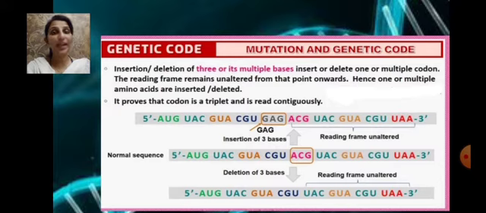Thus, dear children, we are able to understand that if there is a change in the sequence of the genes, there is a direct change in the sequence of amino acids. And if there is a change in amino acids, there will surely be a change in the proteins. And the function of the protein also changes.